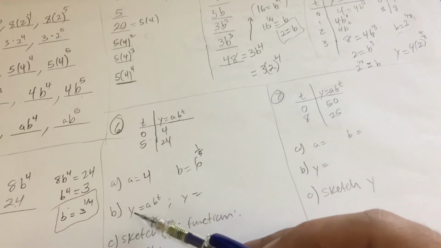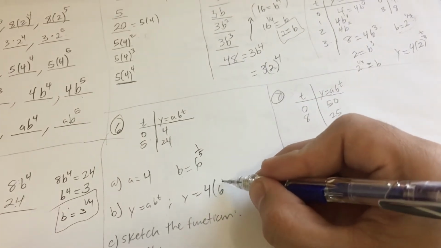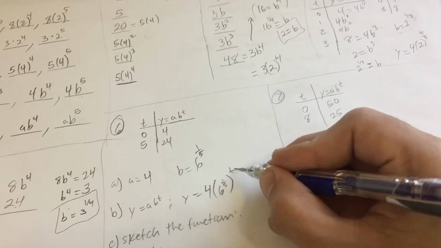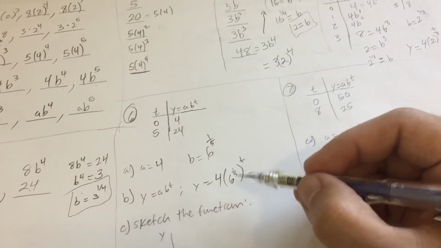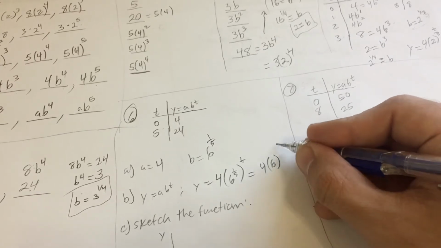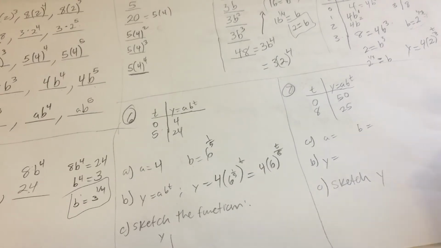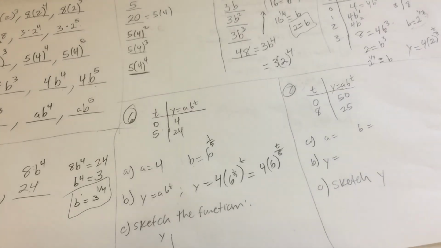Therefore, we can now write our equation in this form. It's going to be 4 times 6 to the 1/5 to the t. And remember, using our rules of exponents, we can write that as 4 times 6 to the t over 5. Very easy to do. Not a lot of work to show, and a very easy problem.